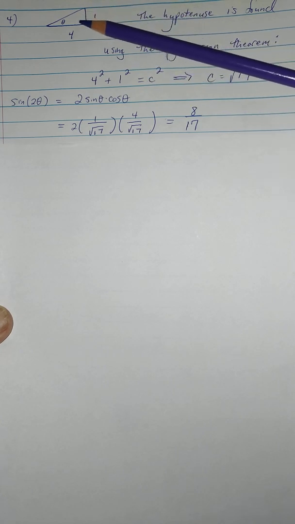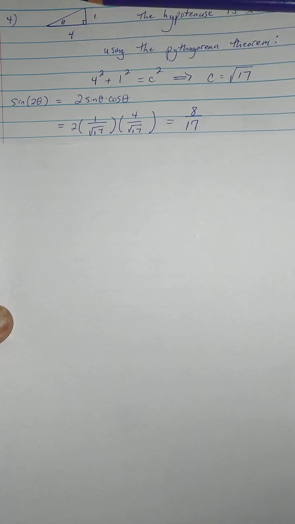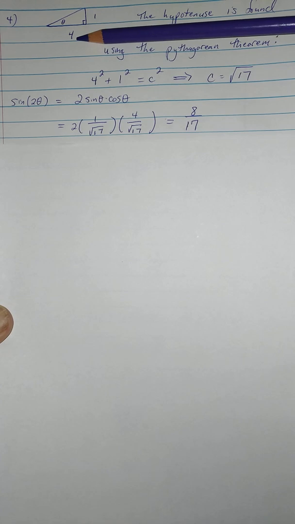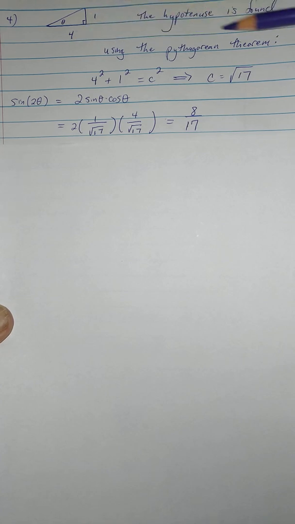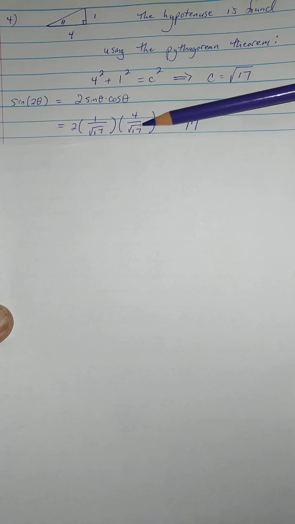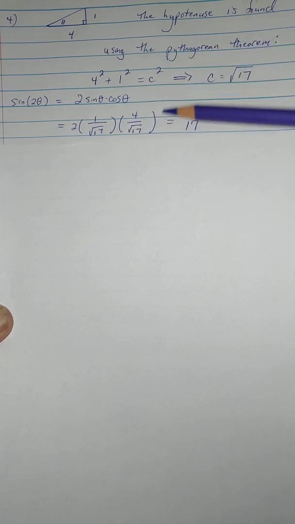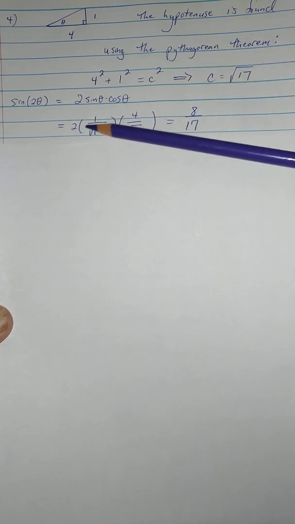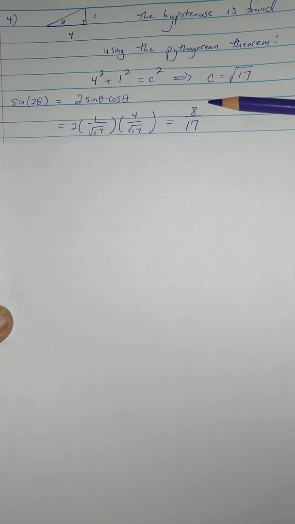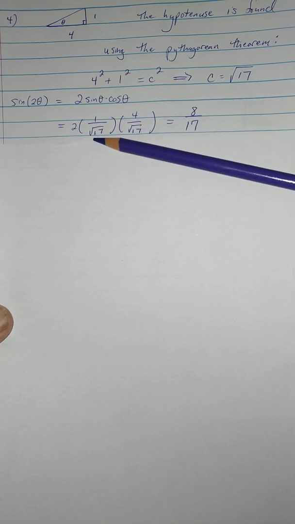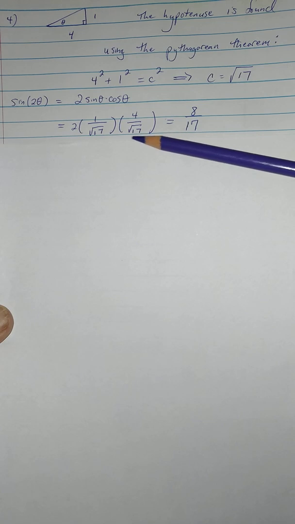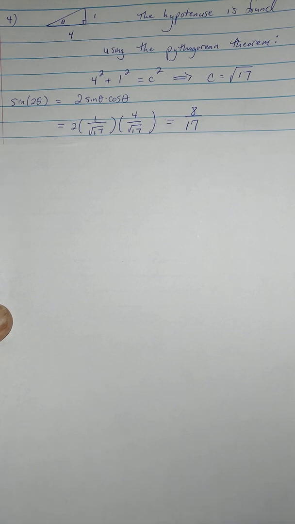Multiply that by cosine theta. Back to the right triangle. Cosine is adjacent over hypotenuse. The adjacent side is 4. Again, the hypotenuse is square root of 17. So the cosine of theta is 4 over square root of 17. To finish this problem, 2 times 1 times 4 gives the numerator 8. And the bottom, square root of 17 times square root of 17. We're squaring a square root. They undo each other. That leaves me 17. So sine of 2 theta is simply 8/17.